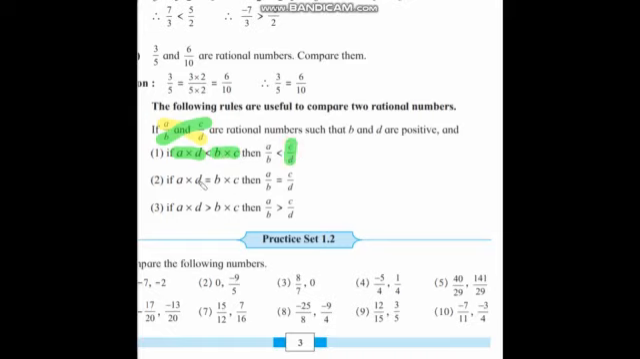In this case again, we do the same cross multiplication. If both are equal, then both rational numbers will be equal. In the third case, again cross multiplication, a into d is greater than b into c. If the left hand side is greater, then the left hand side rational number will be greater. These are the simplest rules, simplest tricks also.